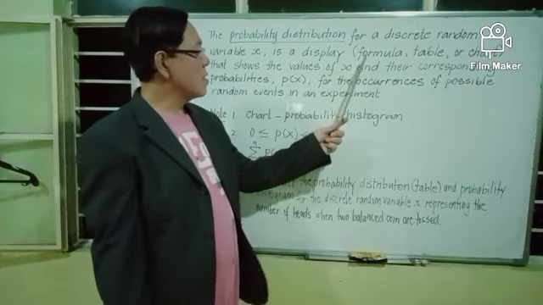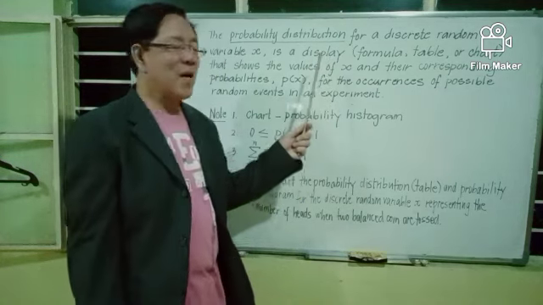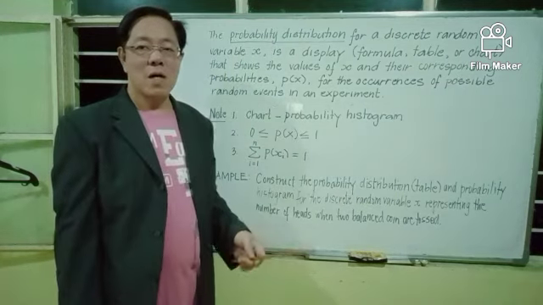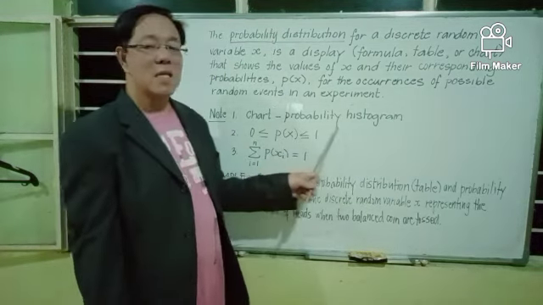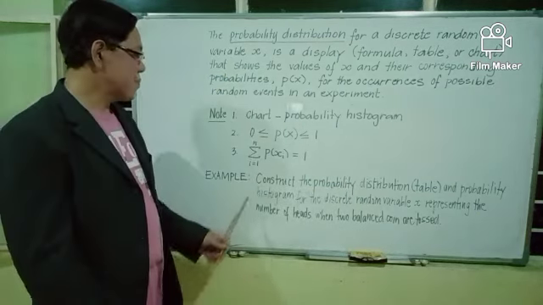Now if we present the probability distribution for a discrete random variable x using a chart or graph, we call it a probability histogram. Now we take an example.